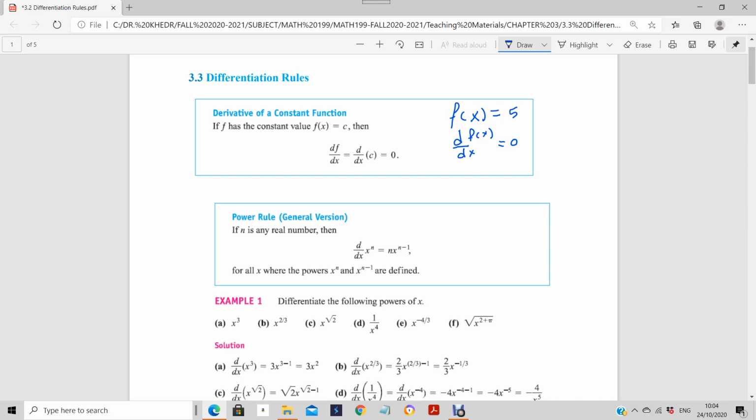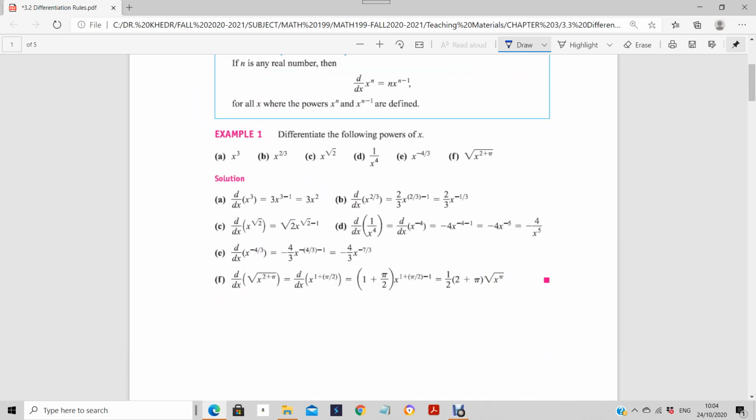As examples here, let's see the derivative of the following functions. The first function in part A is x to the power of 3. So the solution is here. The derivative of this function is 3 multiplied by x to the power of 3 minus 1. See, 3 here is the power of x. We write it in front of x, and then we subtract 1 from the power of x. Always we subtract 1. So it becomes 3 times x to the power of 2.